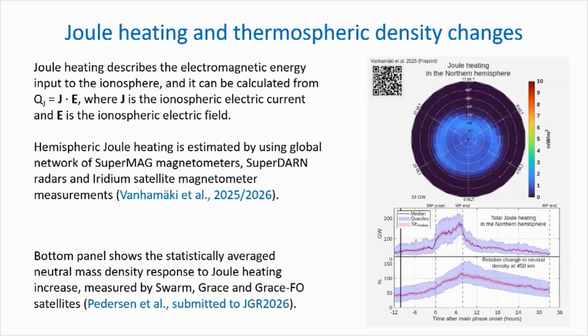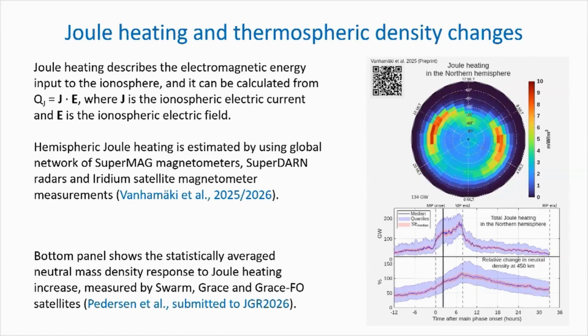Let's now go to some of the results. So Joule heating is one of the very basic important parameters. So it describes the electromagnetic energy that is coming from the magnetosphere to the ionosphere.